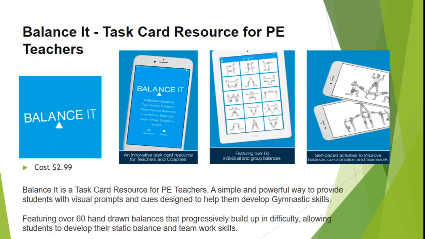Balance It, similar to the jump rope app. This is for balance, gymnastic stunts, balancing stunts. It has over 60 hand-drawn balances, as it shows there, that progressively build up. So just similar to the jump rope, but this has the different stunts. So it has individual, 2-person, 3-person, 5-person, or large groups.